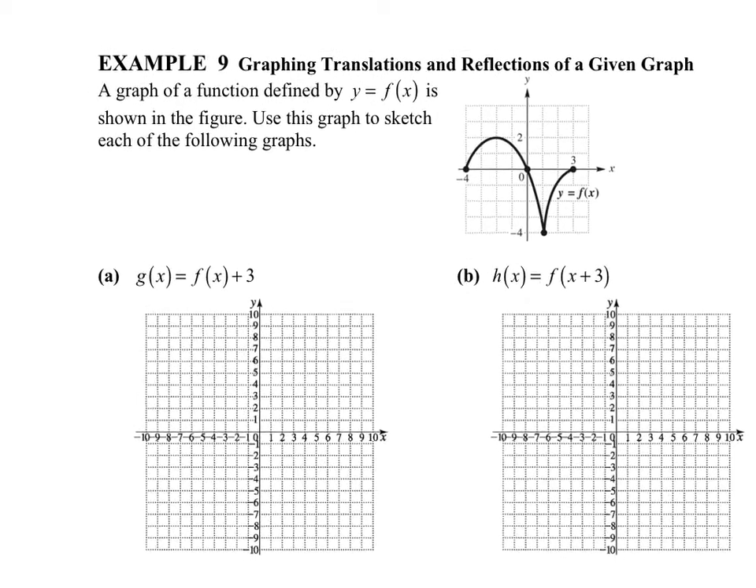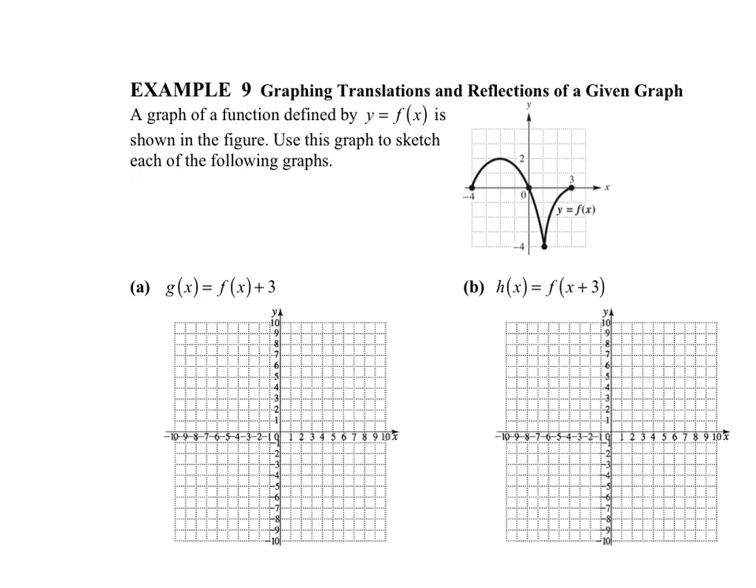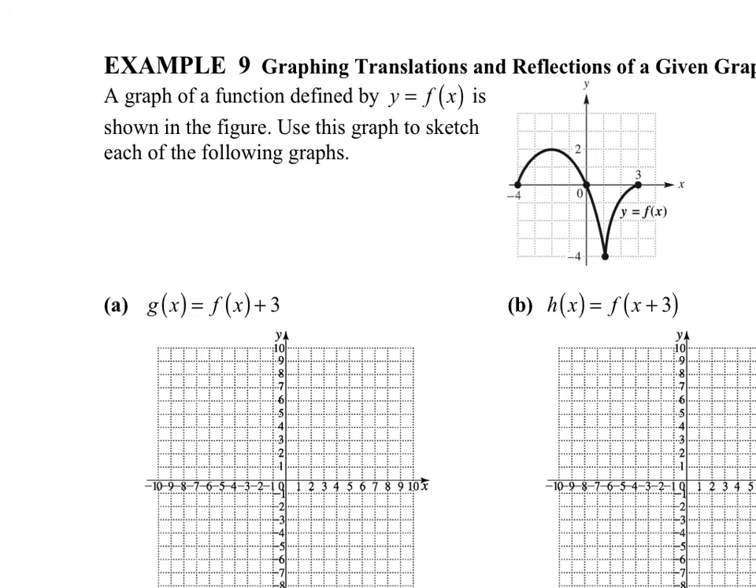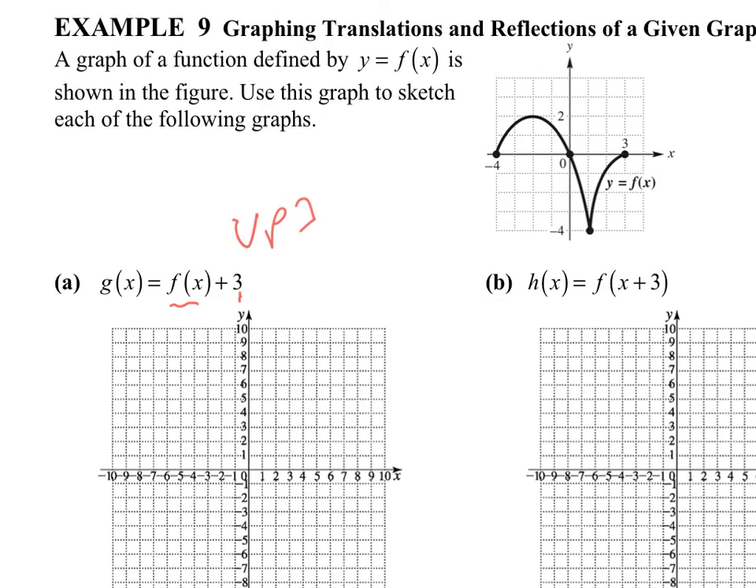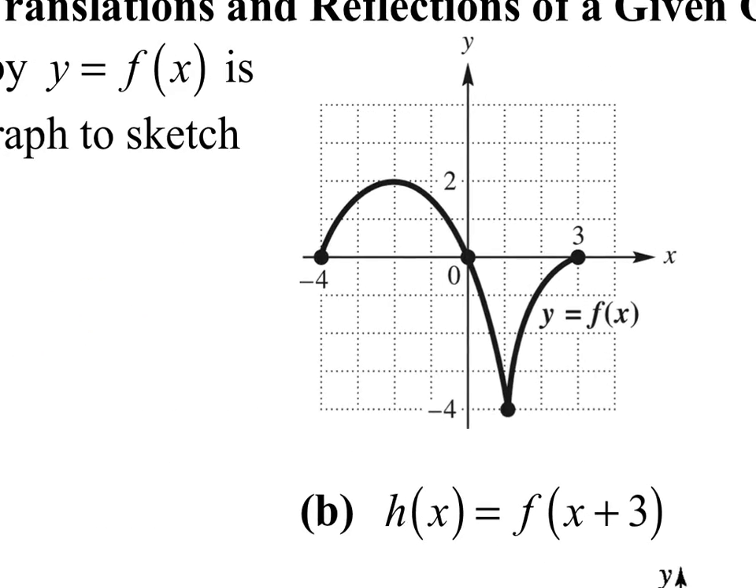Okay, number 9, graphing translations and reflections. A function is defined. This is a picture of a function. How would it look if it was the same function added 3? That just means up 3. So every one of these points you see has to go up 3. That's all. 1, 2, 3. 1, 2, 3. 1, 2, 3.